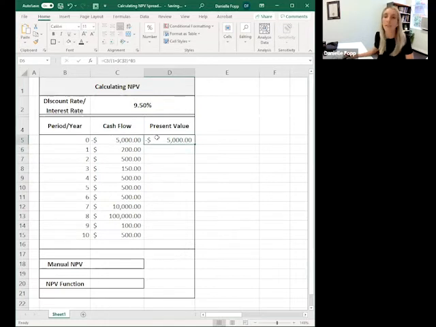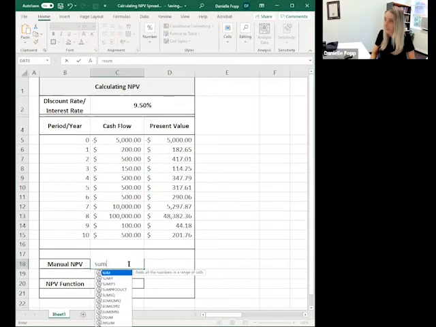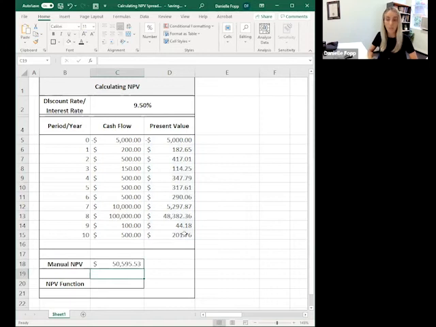As you can see, the present value of minus $5,000 is minus $5,000. This is a good check. If this here at time point 0 does not match your initial cash flow, you have an error in your formula. You can then drag this formula down for your 10-year period. Once we have the present value, we can now do the manual NPV, which is the sum of all present values. We have approximately $50,000.